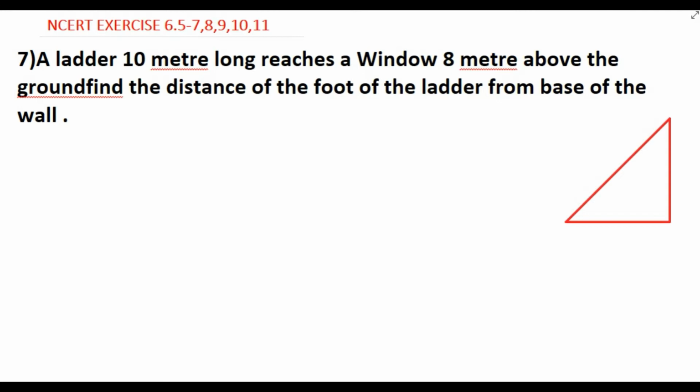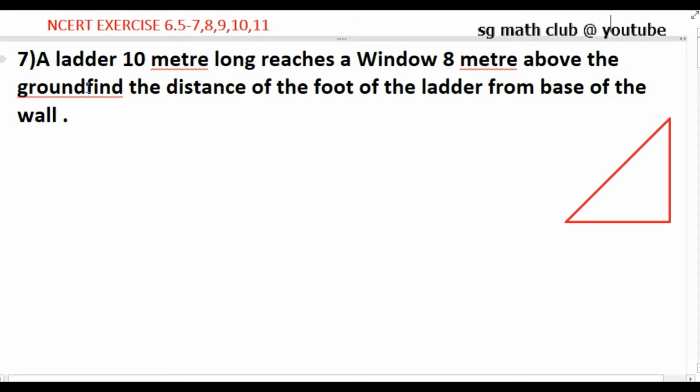You have already studied about Pythagoras theorem. Pythagoras theorem states that in a right angled triangle, the square of hypotenuse is equal to sum of square of other two sides. In today's video, we will do some of the problems based on Pythagoras theorem.